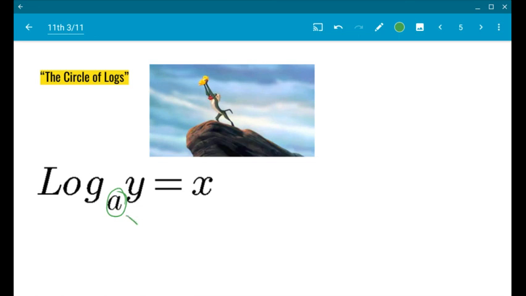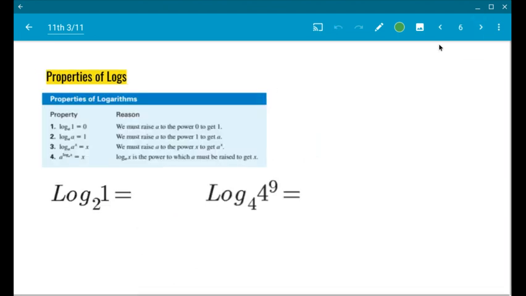So a to the x power should equal y. That's how we could rewrite this. And again, that can help us because we're more familiar with exponential functions than logarithm functions. Properties of logarithms. Pause the video if you need to review these. But we're going to use these properties to quickly solve our answers. But again, if you just use the circle of logarithms, sometimes you don't even need these properties.